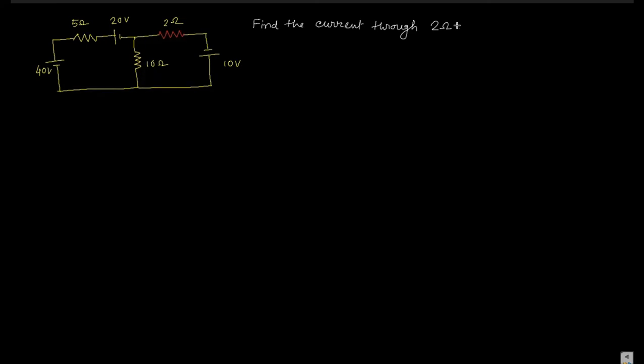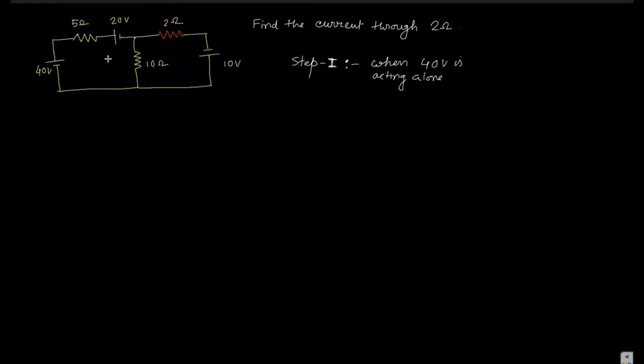Okay, so how many sources are there? 40 volt, 20 volt and 10 volt, so 3 sources are there. So step 1: you have to activate the individual sources one at a time. Here we can take that the 40 volt is acting alone. So when 40 volt is acting alone, what is the circuit diagram?